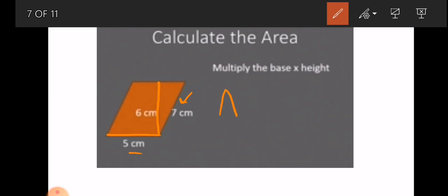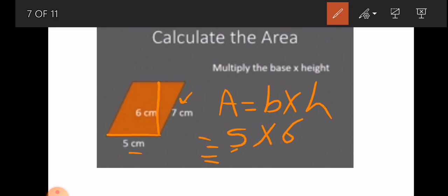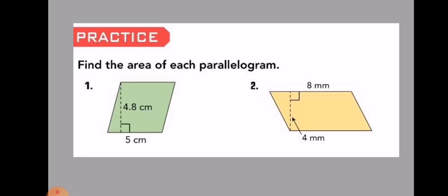Let's write the formula. Area equals base multiplied by the height. So the base is 5, the height is 6, so it equals 30 centimeter, and any area should be squared. Unit squared. Okay, so I did not use this dimension, no need for it. So again, the area is base multiplied by height, you will multiply them and you will get the answer.